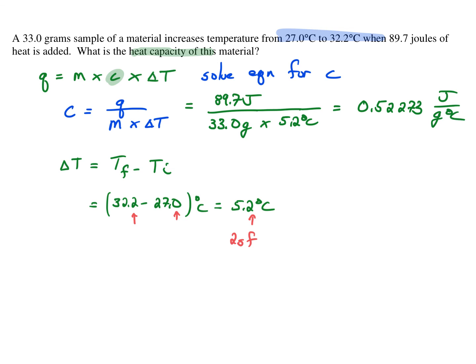And looking at our sig figs, as we said before, this has 2 sig figs. Here we have 3. This is 3. So 2 sig figs in our answer. And we round down. The final answer, 0.52 joules per gram degree C.